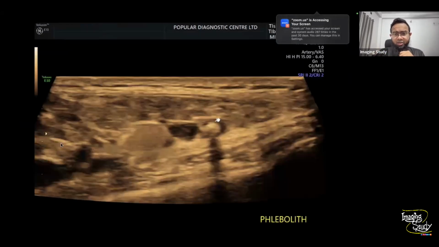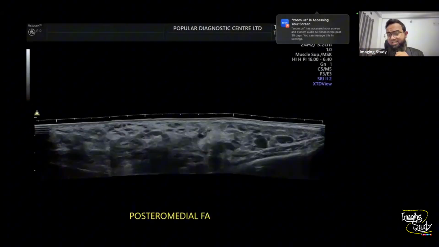So here's another picture. You can see this is the phlebolith, which is an important finding. Whenever you see a vascular malformation, try to search for a phlebolith, because when we do the CT or the X-ray, we usually get these phleboliths, and they're a very important feature of the vascular malformation. Within the venous channels, you will see calcified areas.